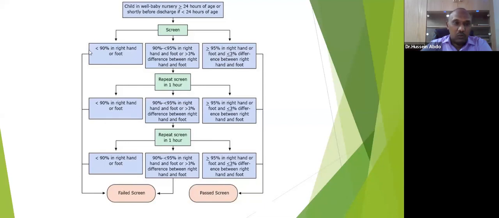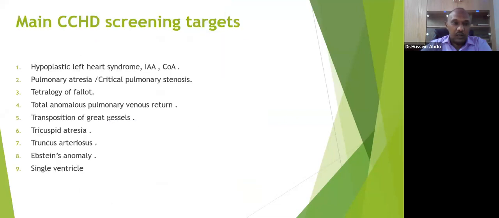For those patients whose oxygen saturation by pulse oximetry is detected to be less than 90%, or who have a difference in the saturation between the upper and lower limb, or even a borderline saturation between 90 and 95%, these patients need to be seen by cardiologists and need to be screened.